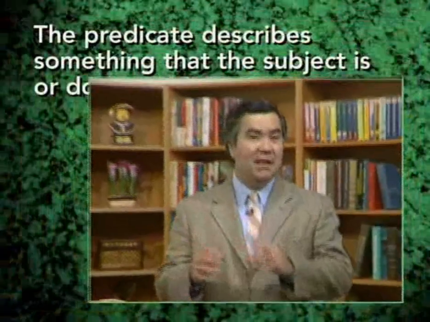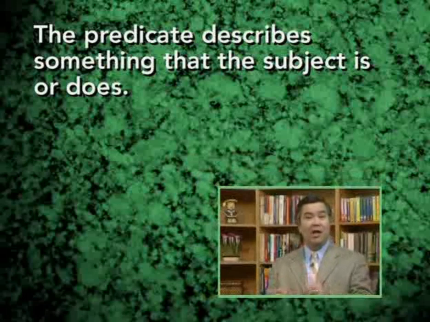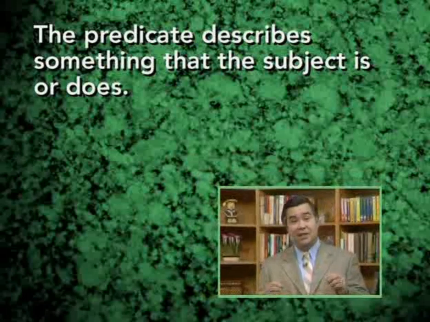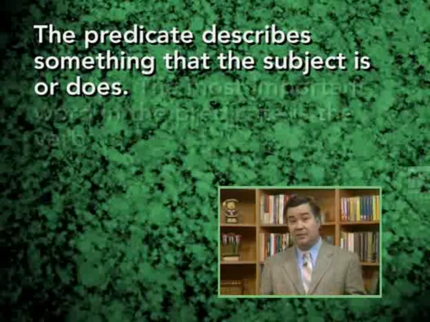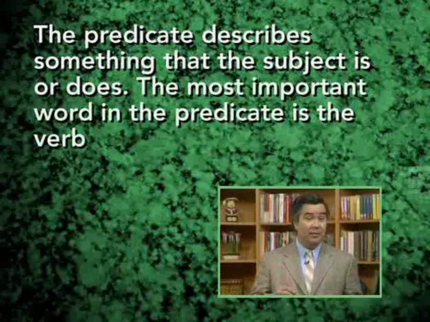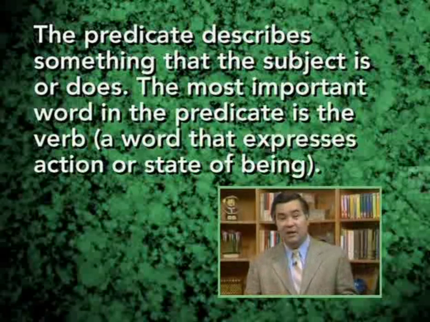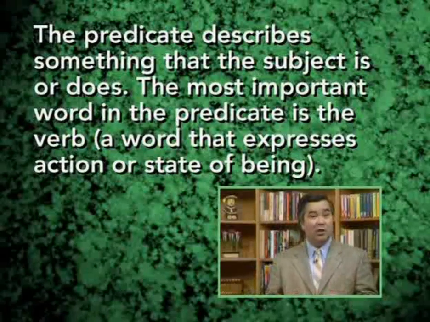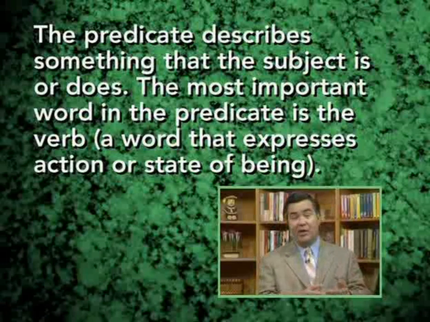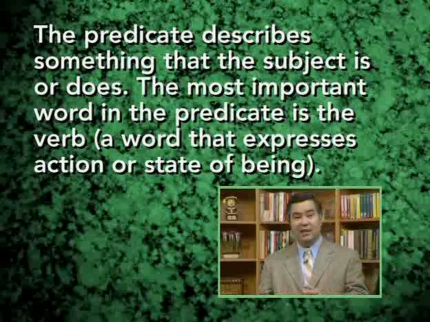The subject, then, is one part of the sentence, and the rest of the sentence, whatever is not part of the subject, is considered part of the predicate, which is the other main building block of a sentence. The predicate describes something that the subject is or does. The most important word in the predicate is called the verb. A verb is a word that expresses action or state of being. So we now have two main parts to the sentence. We have the subject, which names what the sentence is talking about, and the predicate, which tells what the subject is or does.